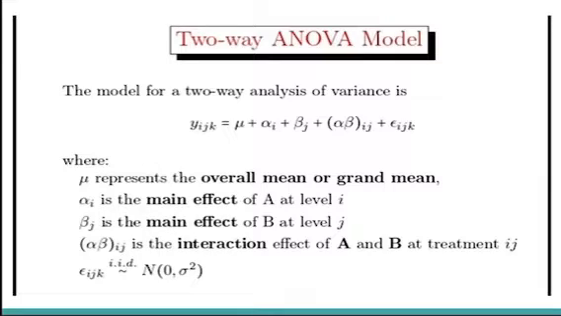Now, I think I just gave you the definition, and don't forget, the error must follow a normal distribution. The same way that we have assumptions for one-way analysis of variance, we're also going to have the same assumptions for two-way analysis of variance: assumptions of normality, assumptions of independence, and assumptions of constant variance.